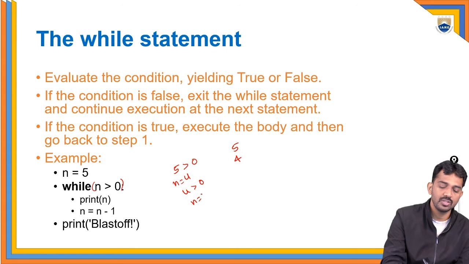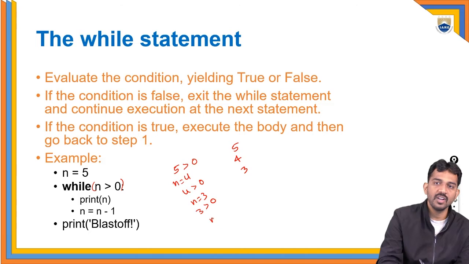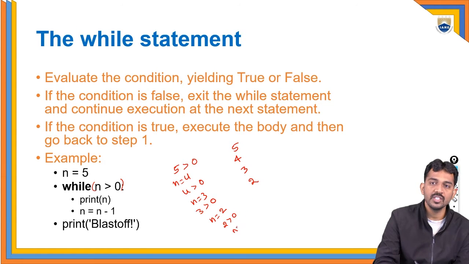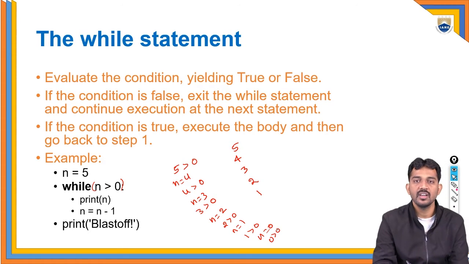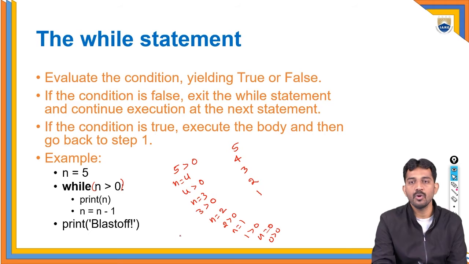Again, the n value goes to 3 because n equal to n minus 1, right? 3 is greater than 0, the condition is true, so it prints 3. Again, the n value is 2, right? 2 is greater than 0, so it will print 2. Next, the n value is 1. 1 is greater than 0, so 1 will print. After that, the n value is 0. 0 is greater than 0? The condition is false. When the condition is false, it exits the loop.